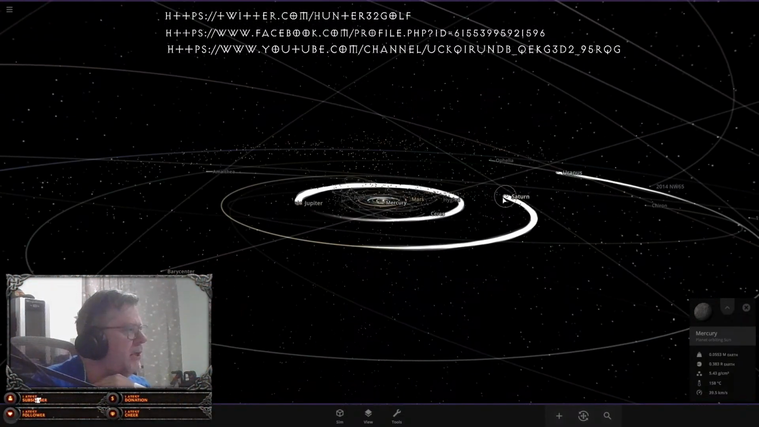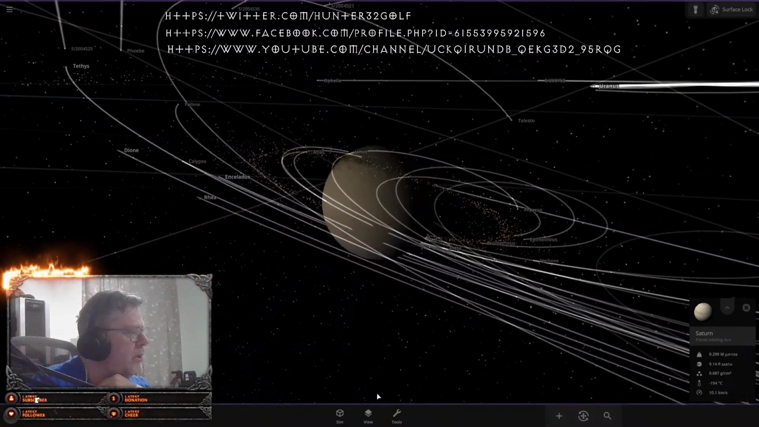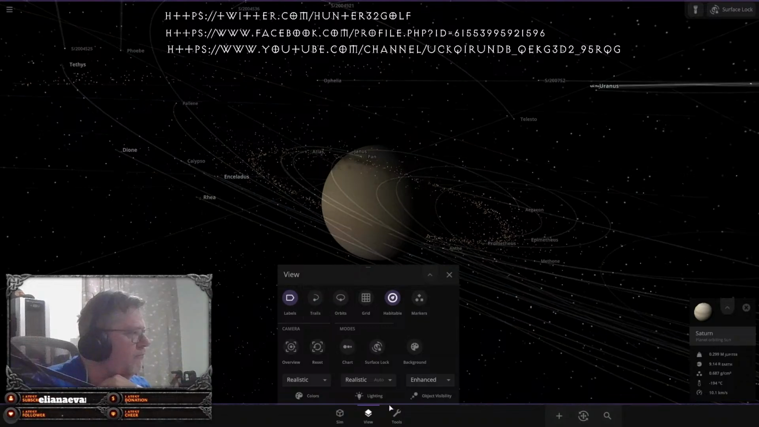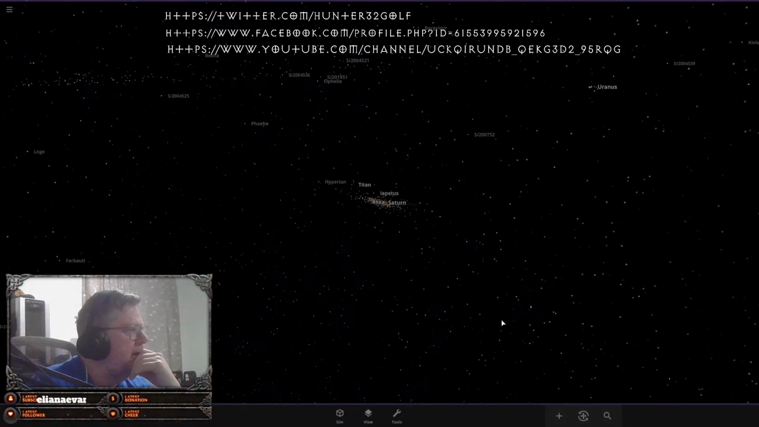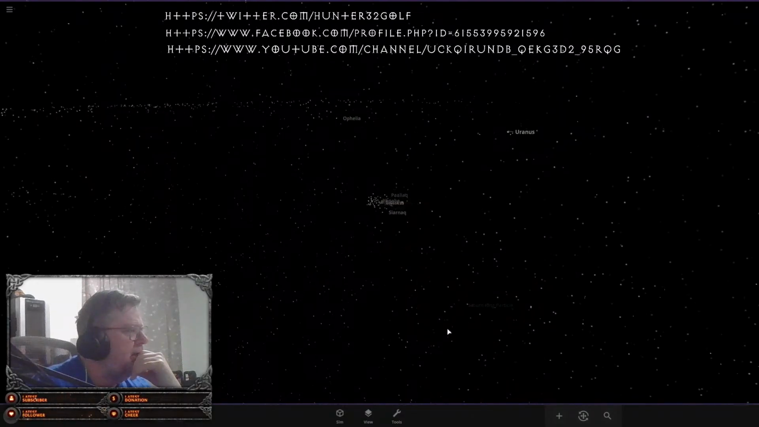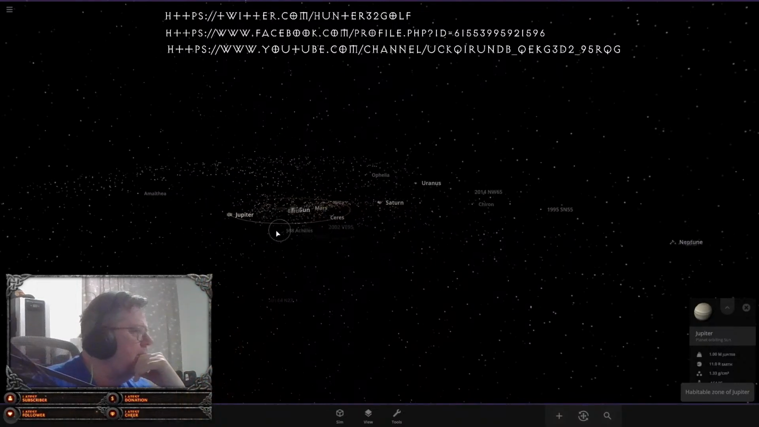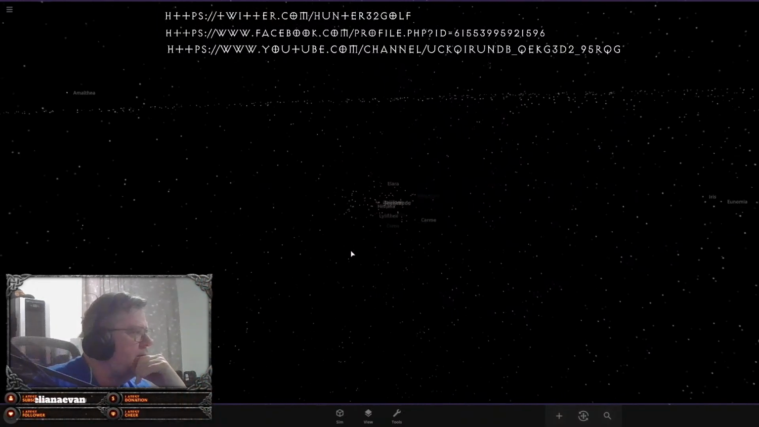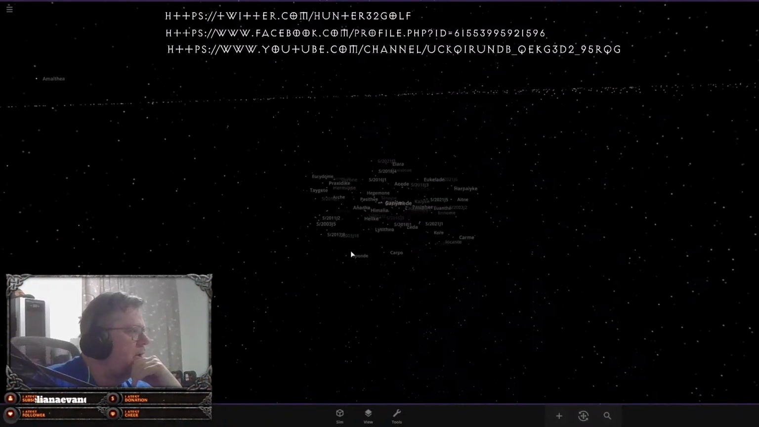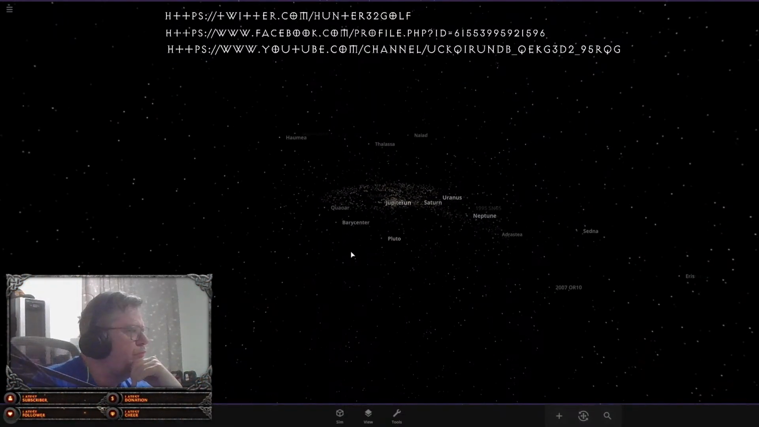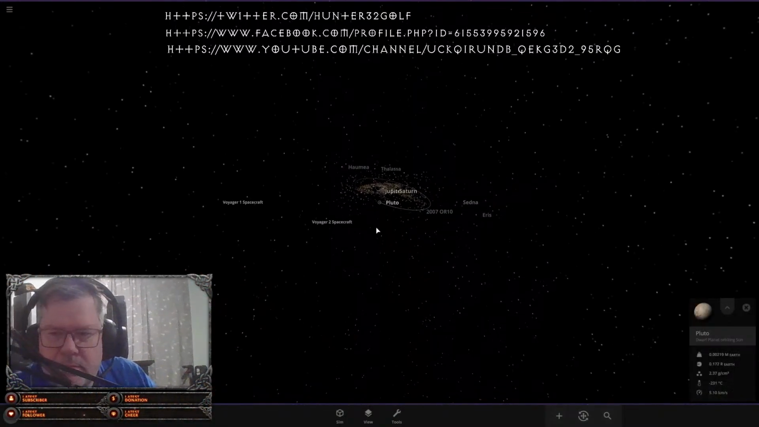Let's go ahead and zoom in here on Saturn and look at what Saturn's got going on. Let's turn these trails off. That's it. Let's look at Jupiter. Look at all that. Uranus, Jupiter. Boom. Look at all of this around Jupiter. Woo. Yeah. And that is the solar system.